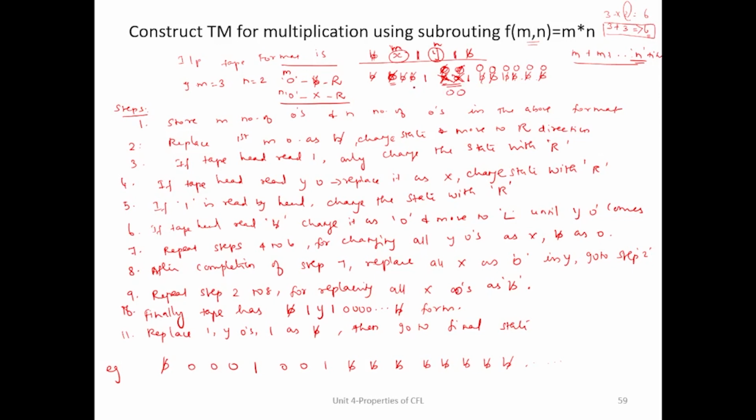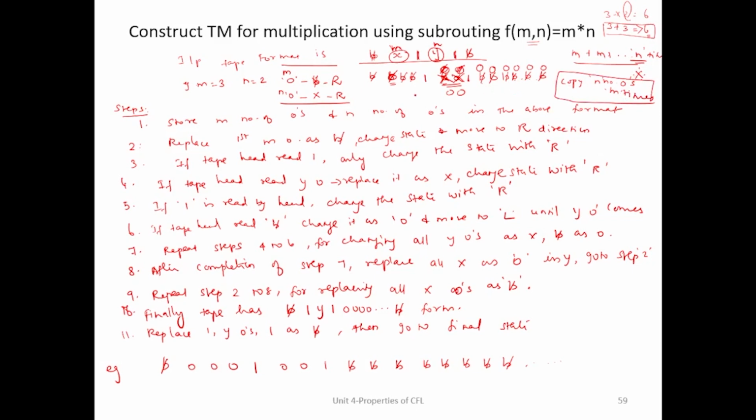We come to check here, and there is no m zero value. That means the copying process is completed for m times. That means we are copying n number of zeros m times. This is the logic for processing this concept.